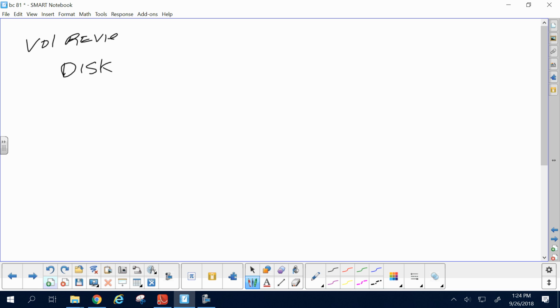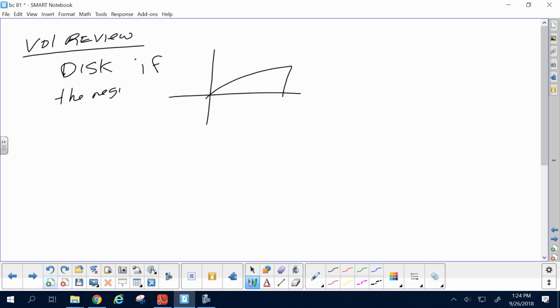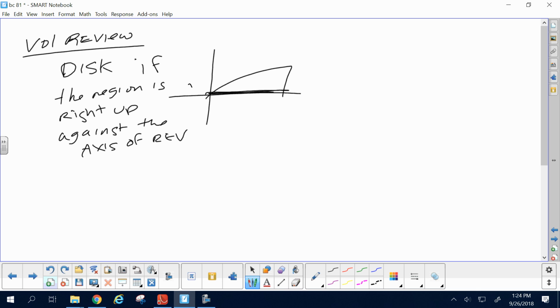Volume review. Disc if the region is right up against or joined or enclosed by the axis of revolution. Okay, when there's no gap between the boundary and the axis of revolution, then you're going to get a solid disk. With a hole, it's a washer.